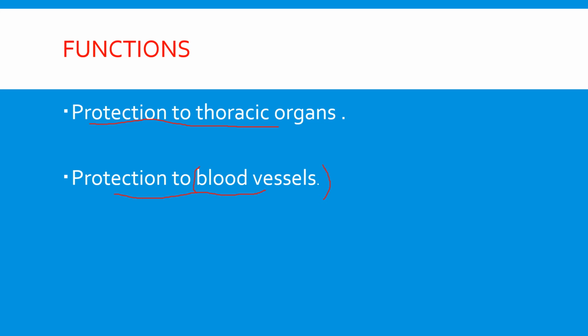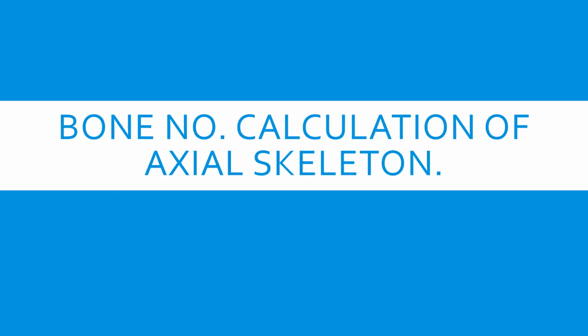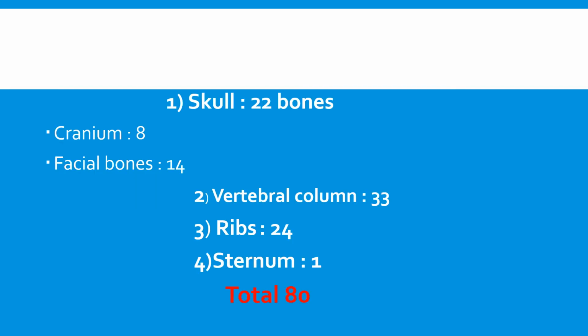Here we have completed our axial skeleton. The portions of the axial skeleton are the skull, vertebral column, ribs, and sternum. Then we calculate the total bones of the axial skeleton. You know, the total bones of the axial skeleton are 80. So here is the calculation. You have studied that the skull consists of a total of 22 bones, further divided into cranium and facial bones. The cranium consists of 8 bones and the facial bones total 14. So 8 plus 14 is 22.